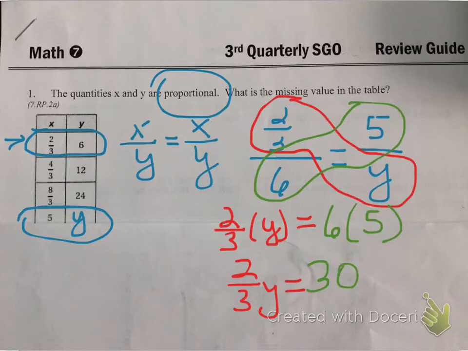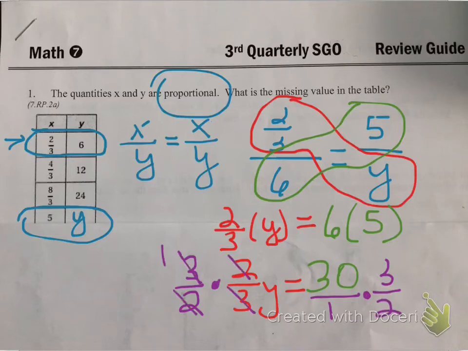I need to get y all by itself. In order to get y by itself, I need to get rid of that 2/3. This 2/3 y is multiplication. The inverse would be division, but we don't divide fractions. We multiply by the reciprocal. So I'm going to multiply by 3 over 2. Whatever you do on one side, you have to do to the other. And over here, my 3's cross cancel, my 2's cross cancel.